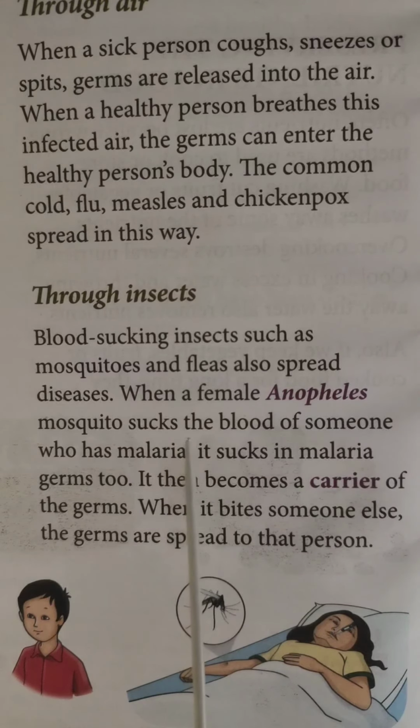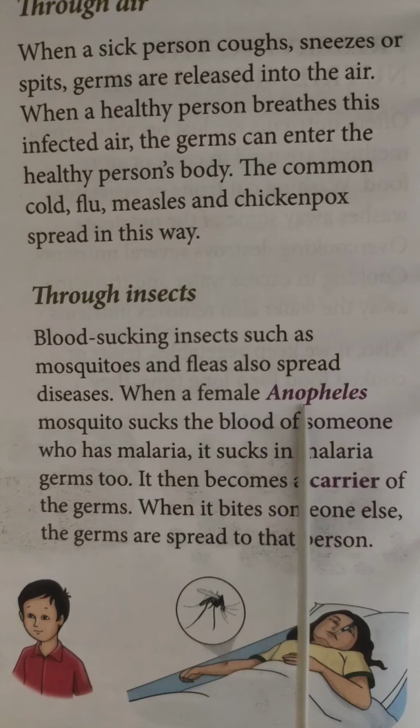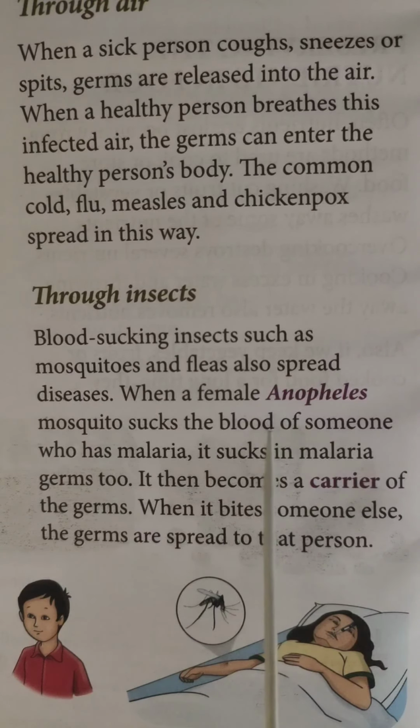A female Anopheles mosquito bites a person who is suffering from malaria. When it sucks the blood, it also takes in the malarial germ, Plasmodium. Later, when the same mosquito bites a healthy person, it allows that Plasmodium to enter his body. The healthy person who gets bitten by the female Anopheles mosquito containing Plasmodium will also suffer from malaria. So this is how malaria spreads from one person to another.